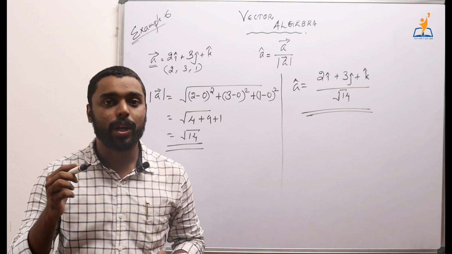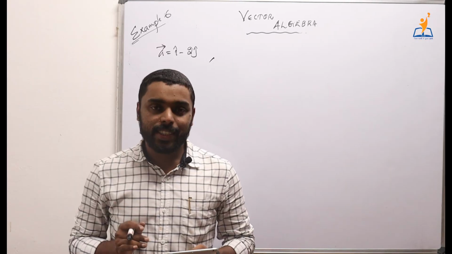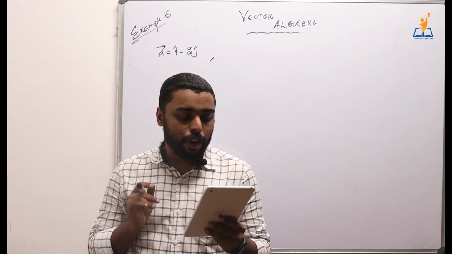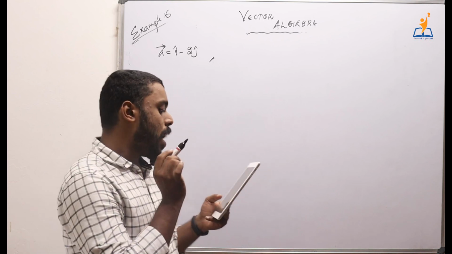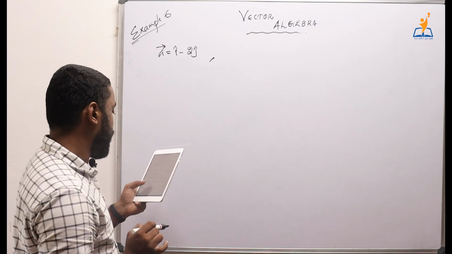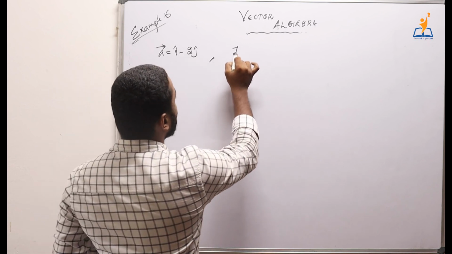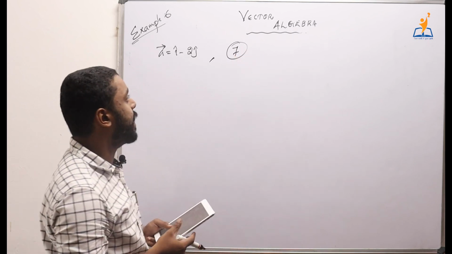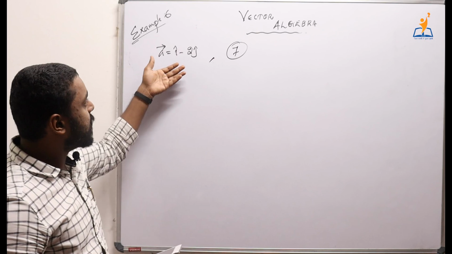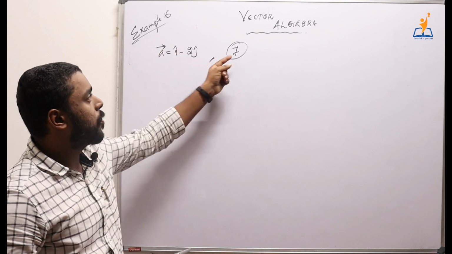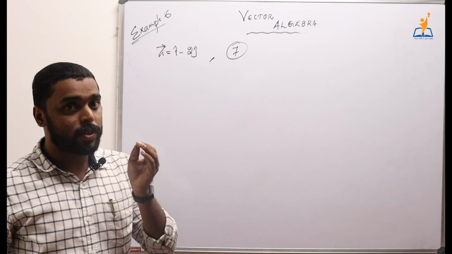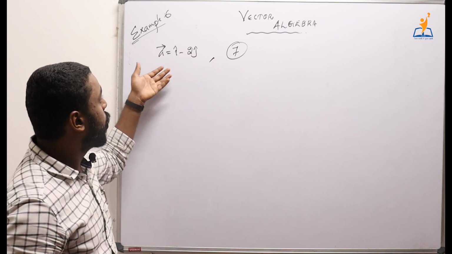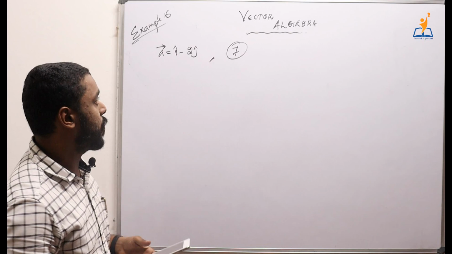Now we shall move to the next example. The next question is example number 7. Find a vector in the direction of the vector a bar is equal to i cap minus 2j cap that has magnitude 7 units. So we have to find a new vector which is in the same direction of this vector and has magnitude 7 units. This is a very important question which is usually asked in many exams, so we have to observe this question well.